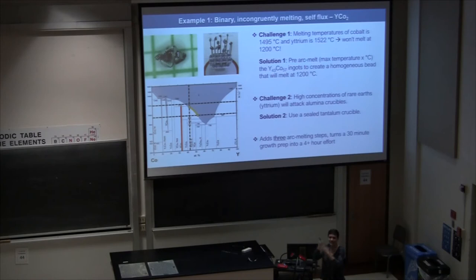And this is something that we troubleshooted. Of course, in our first attempts at this growth, the way we figured this out is that we threw the metals into a growth and they didn't melt. Then we arc melted it, tried to melt it, and it succeeded.